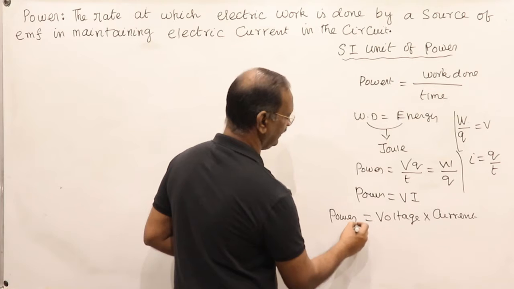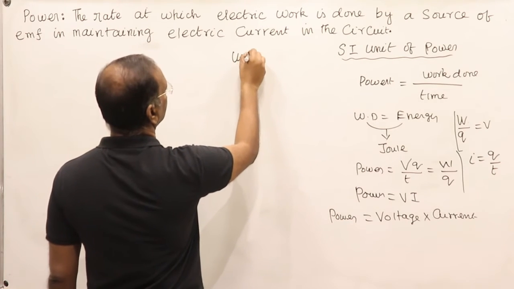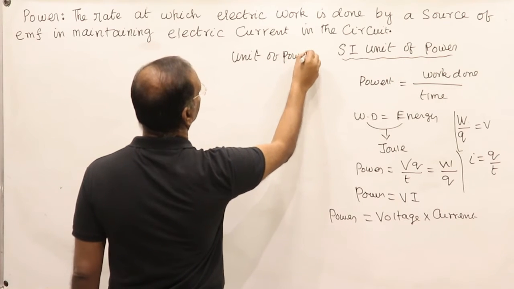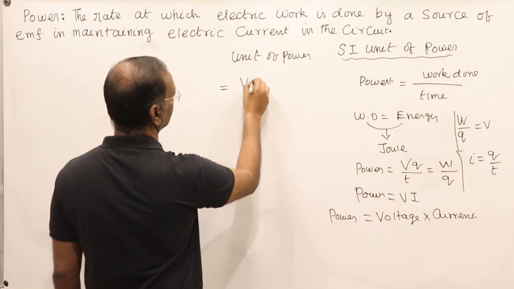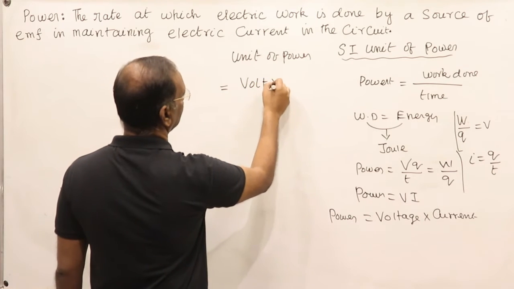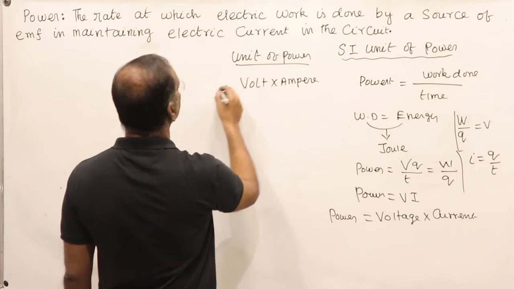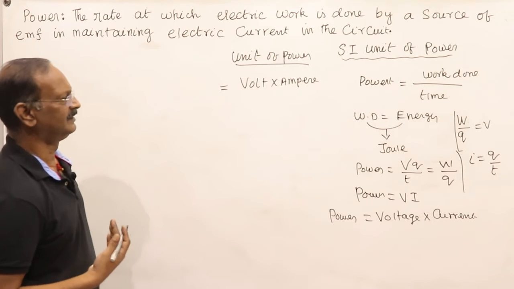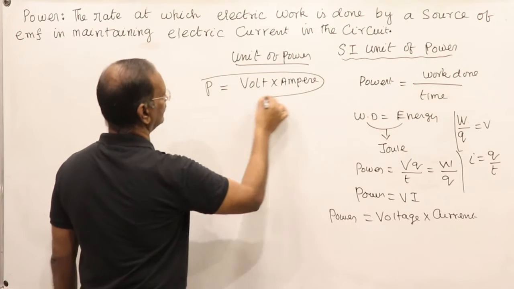Therefore, the unit of power can be written as voltage, that is volt, into ampere. This is expression one. This is one way we can write the unit of power.